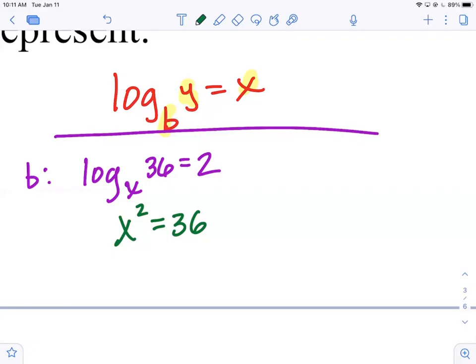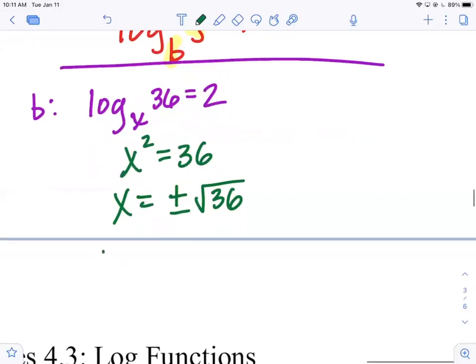How do I undo squaring both sides? I take the square root. If it were x cubed, I would take the cube root of both sides. I think the Delta Math goes up to x to the fifth. I would take the fifth root of both sides. Now, remember, when I do that, I want to consider plus or minus. So I get x equals -6 or x equals 6. I always consider plus or minus. But now, in the context of what I'm looking for, do both of these work?